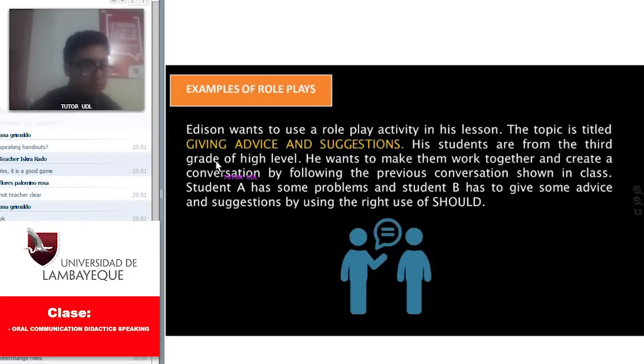What do you mean by that, teacher? Where can you find more exercises about role plays or exercises about gap, information gap activities? What do you mean by that? Okay, so while teacher Escarrado is writing, let's continue with the examples of role plays.